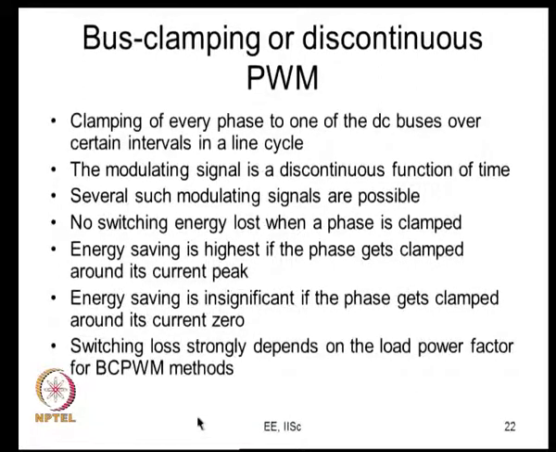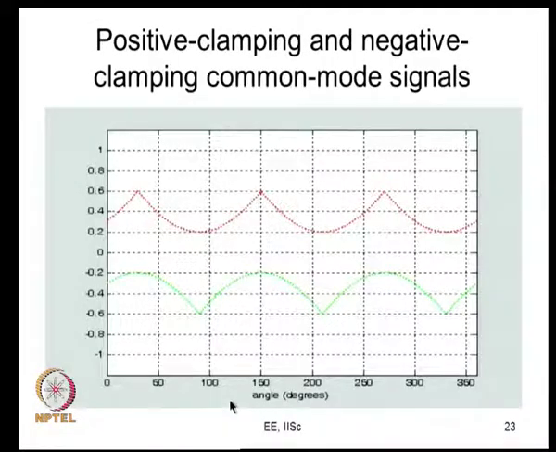For the same, let us say, 60 degree clamp PWM method, if the power factor changes, whether you are going to clamp a phase closer to its current peak or closer to the current 0 is going to change, and therefore the switching loss changes. And you can now readily see that the switching loss depends on the load power factor for BC PWM methods, unlike the CSV PWM methods. So, the different PWM methods, the bus clamping PWM methods, arise on account of these common mode signals. There are only 2 common mode signals that you can actually consider for clamping one of the phases.